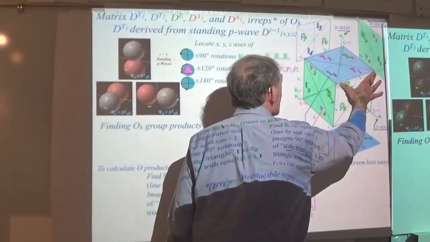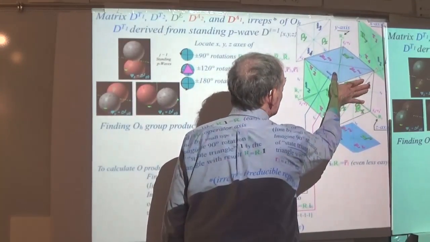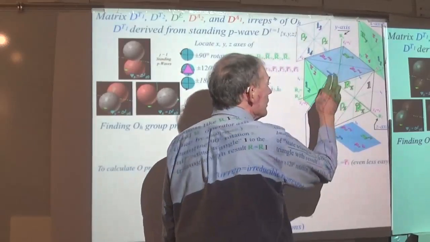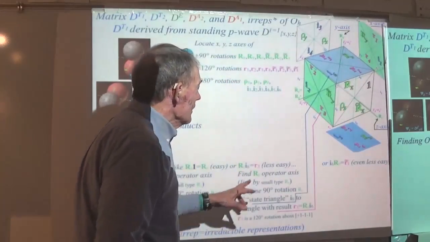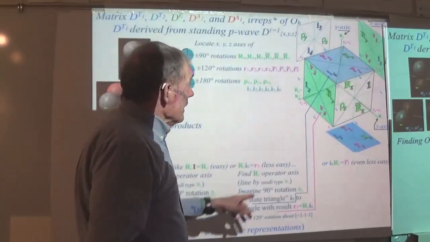It's 90 degrees. It's going to take this whole face and plunk it down over here. So it's going to take this thing and plunk it down over here. That's what you have to get used to. See, this is a little less easy than this, but it's still easy. Okay? So the answer is R3.